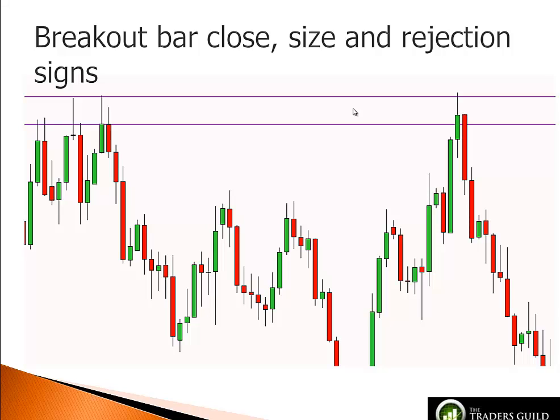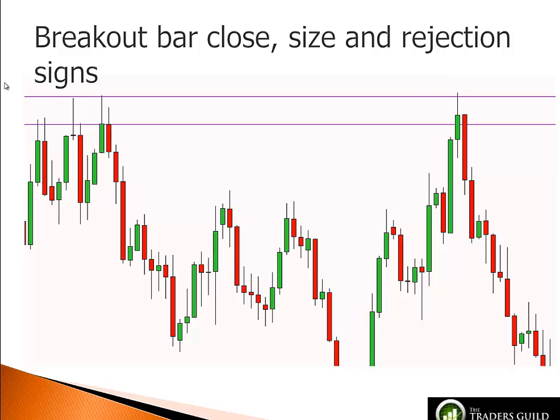The breakout bar close size and rejection signs. Now, this is another example of price hitting supply within forming the breakout bar, and this is what I mean by rejection signs. We've had strong buying, we've had a breakout of this area, a close above. We've consumed some supply within here, but we haven't materially broken above this area.